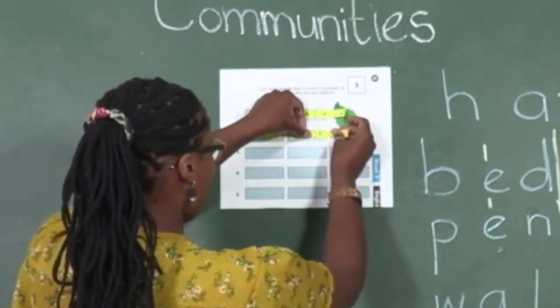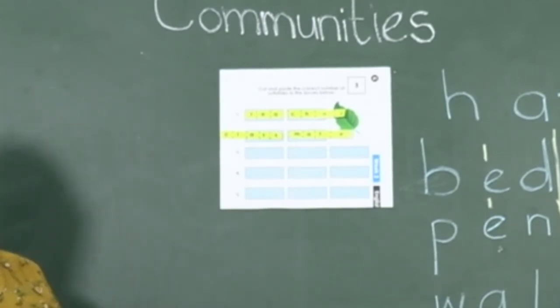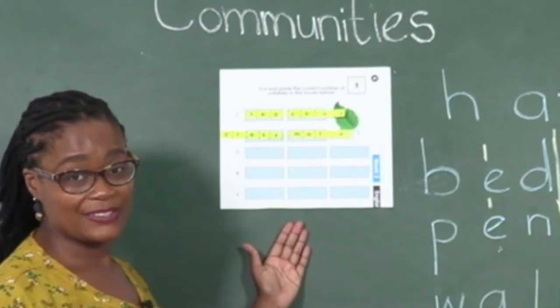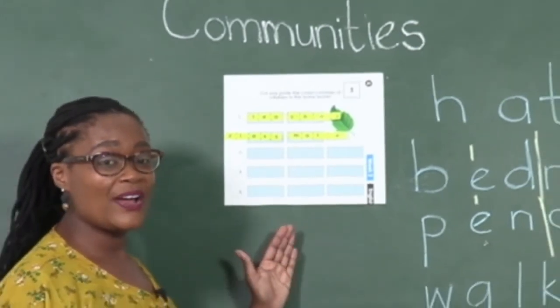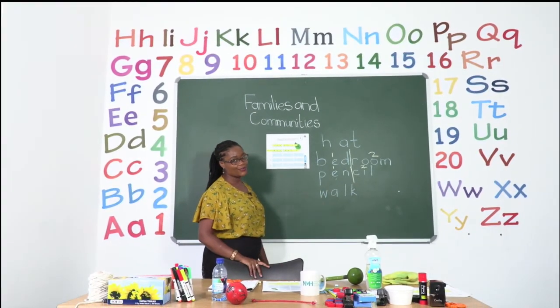Very good, everyone. Are we still together? Wonderful. So this is what your exercise was supposed to look like. Now remember, take your time, use your hands to clap out the syllables. And if you're not sure, it's okay to ask for help.